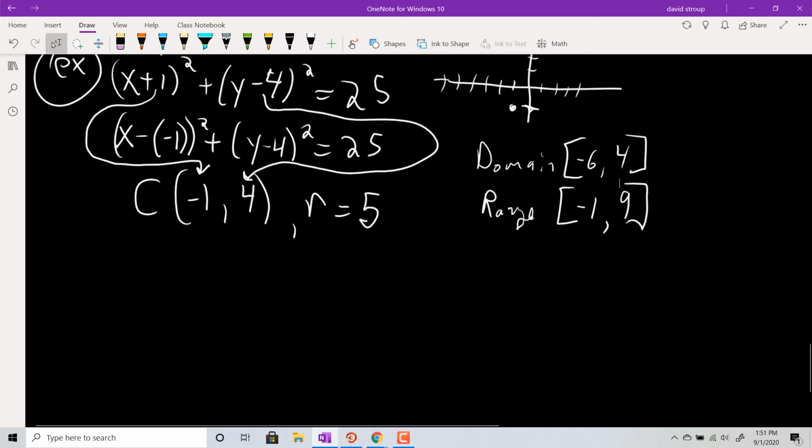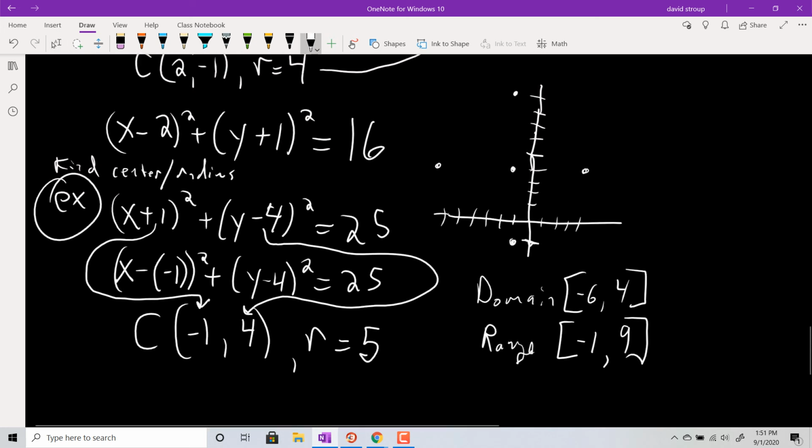Okay, in general, for the domain and range, you're just kind of moving back and forth from the x value or the y value, up and down. And then you can connect the dots and you got your picture. Okay, if I'm going too fast, I apologize. You can always pause the video.